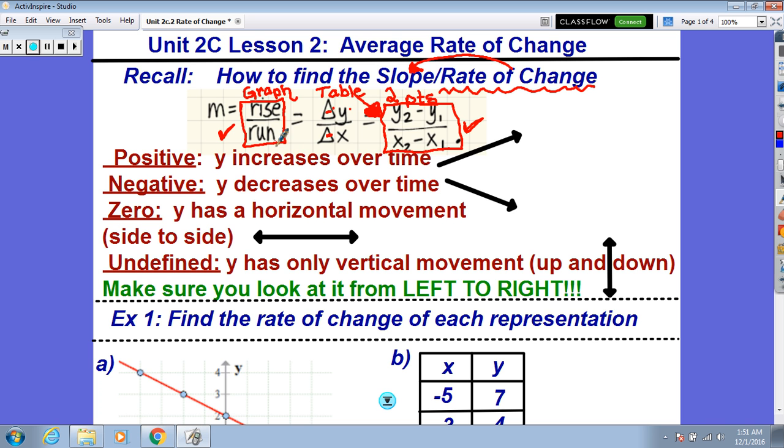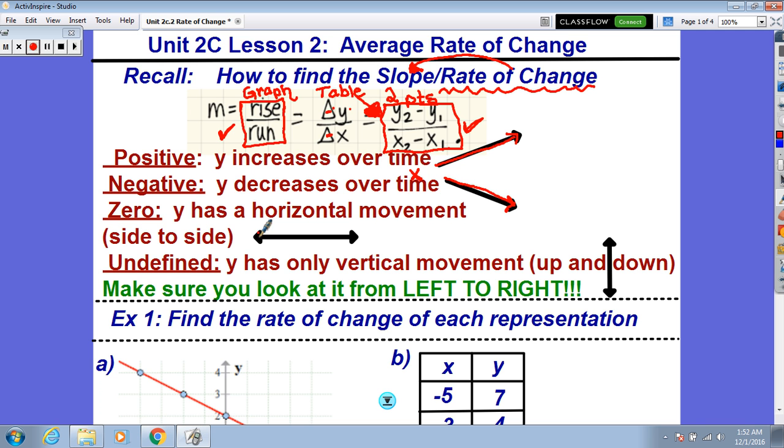Alright, let's recall that a positive slope means that y is increasing as the x value, which is time in these examples, is increasing. So when everything's increasing, you have a positive slope. Alright, when the y value decreases over time, and remember time is representing x here, so time is increasing but the y values decrease, that means that we're going down.